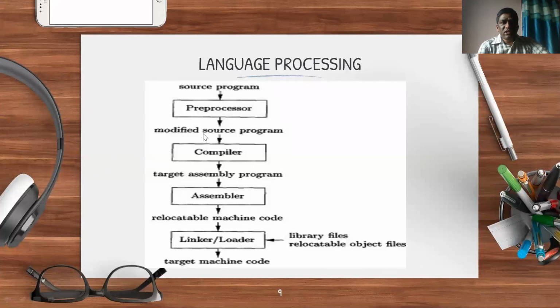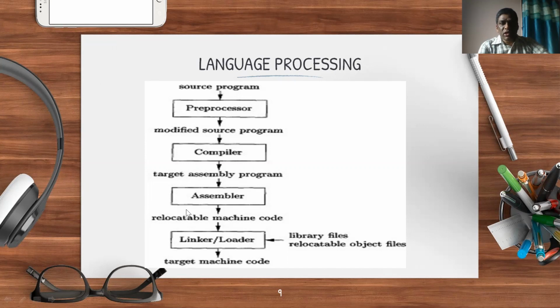So compiler takes this modified source program as input and translates this source program into target assembly program, assuming that there are no errors at all. If errors are there, compiler will generate all those error messages to the end user. And then the target assembly program generated by the compiler is given to assembler, which converts that target assembly program into relocatable machine code. I'm saying relocatable machine code.